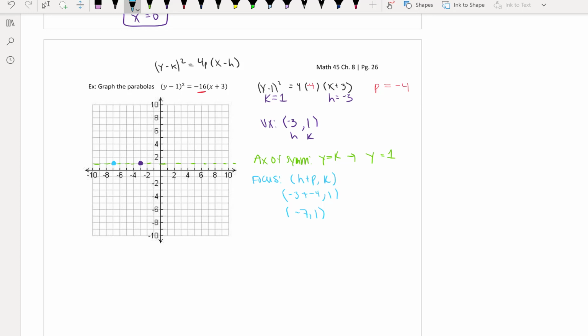Now I'm going to think about the directrix. The directrix is going to be x is equal to h minus p. So my h value is -3 and my p value is -4. So I'm going to get that x is equal to +1. So x is equal to +1 is going to be vertical.